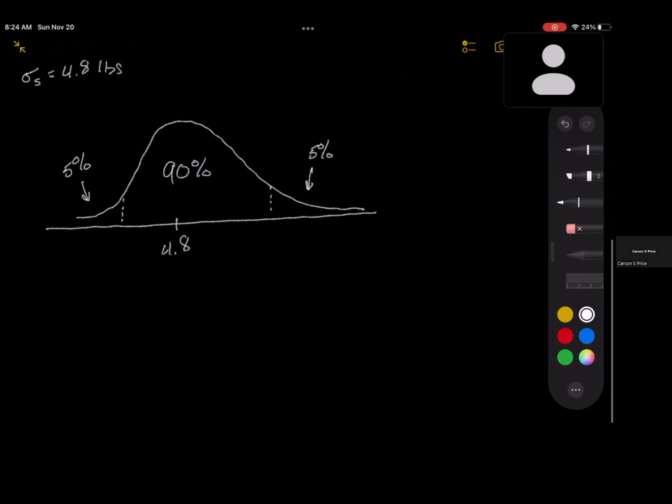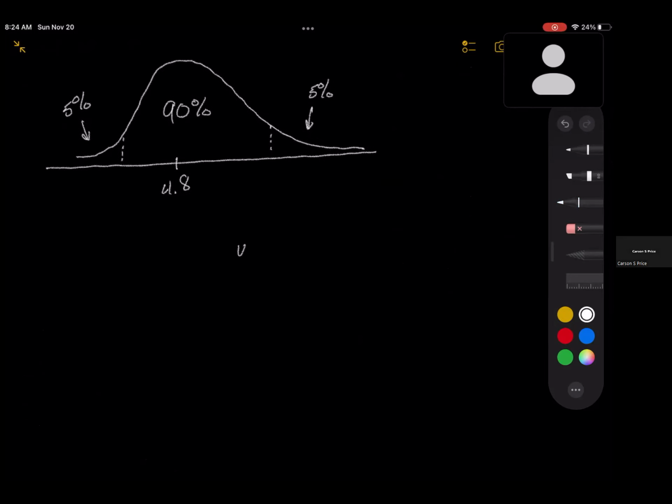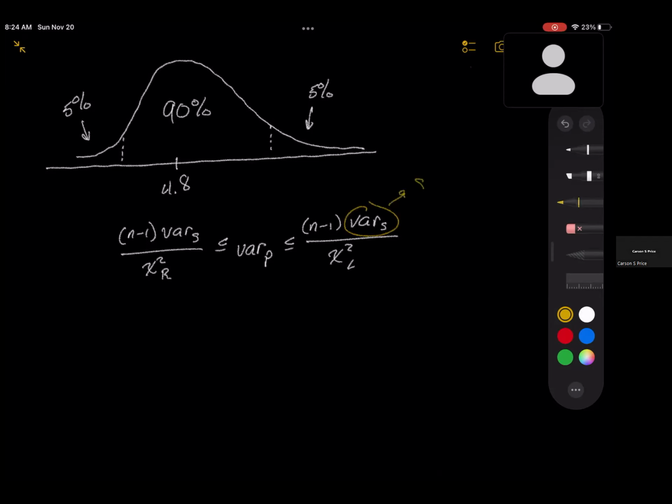Okay, so let's write down the equation. The variance of a population is bounded between n minus 1, times the variance of your sample, divided by the chi-square value from the right-hand side. And the upper bound is the same numerator, n minus 1, times the variance of your sample, divided by the chi-square left value. Some of your equations might show an s squared there. That's the standard deviation of the sample squared, which is, of course, the same thing as variance.